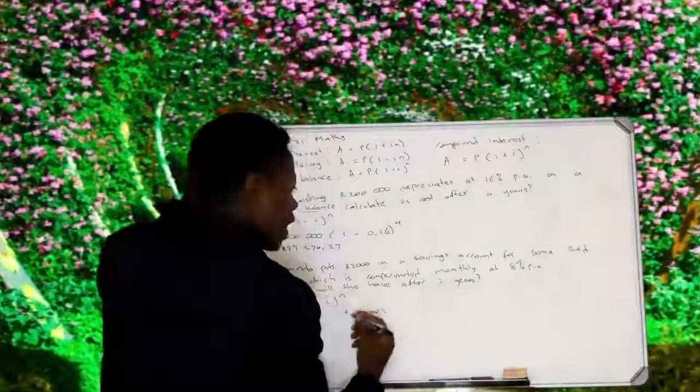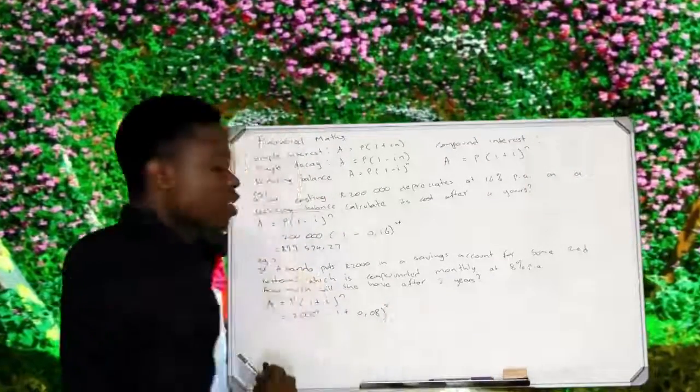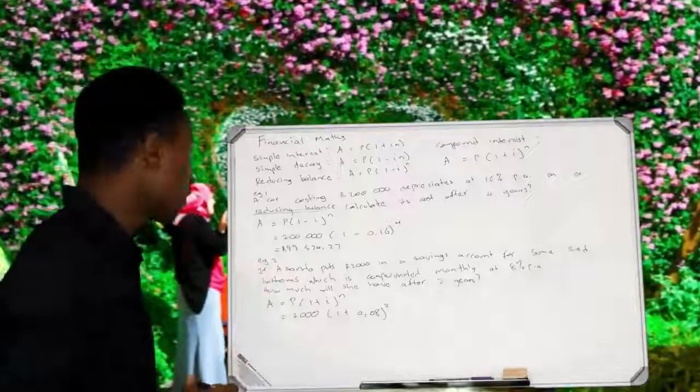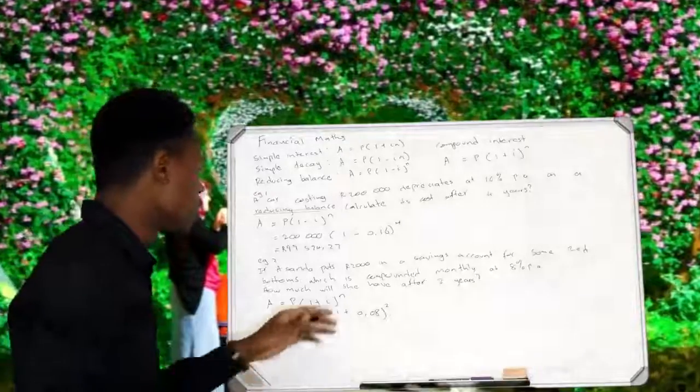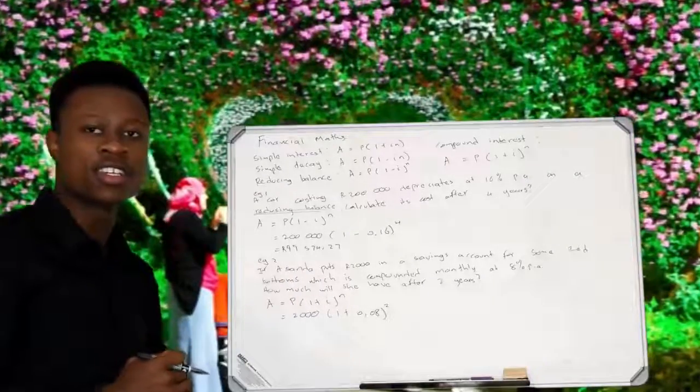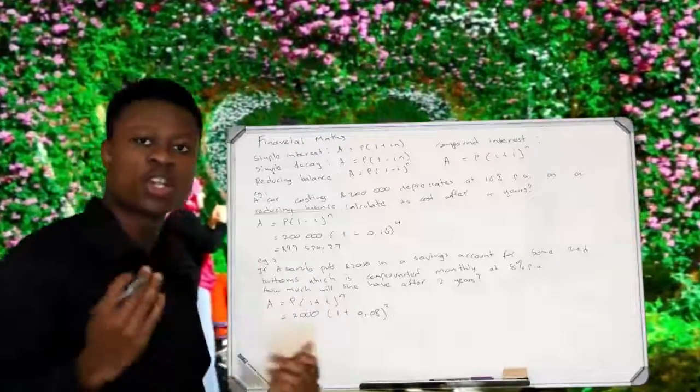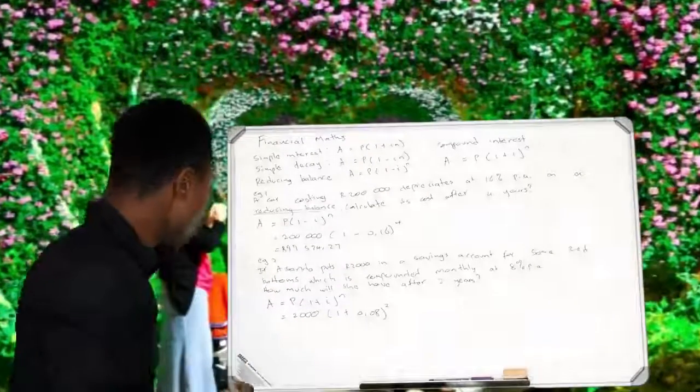To the power of, what is the number of years? How long is the duration of the savings that she is putting money into this? It's for 2 years. That's how long she wants to save for this. So now we have this. Now, what do we need to do? Just put it in the calculator and see what value we get.